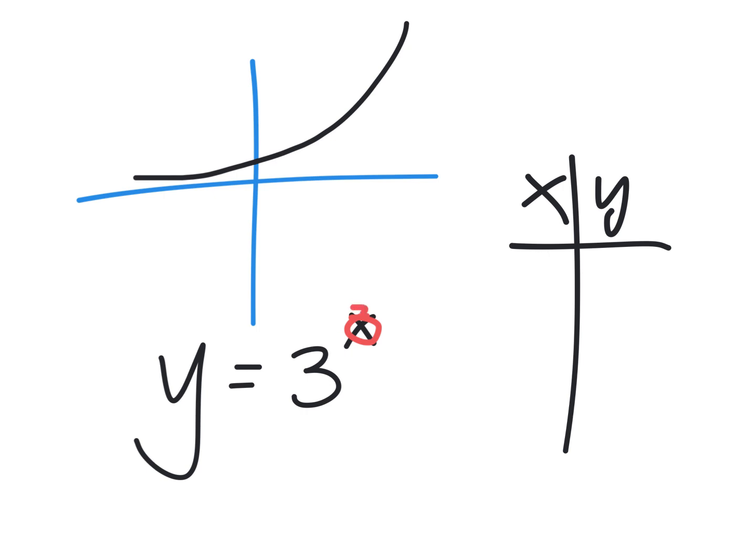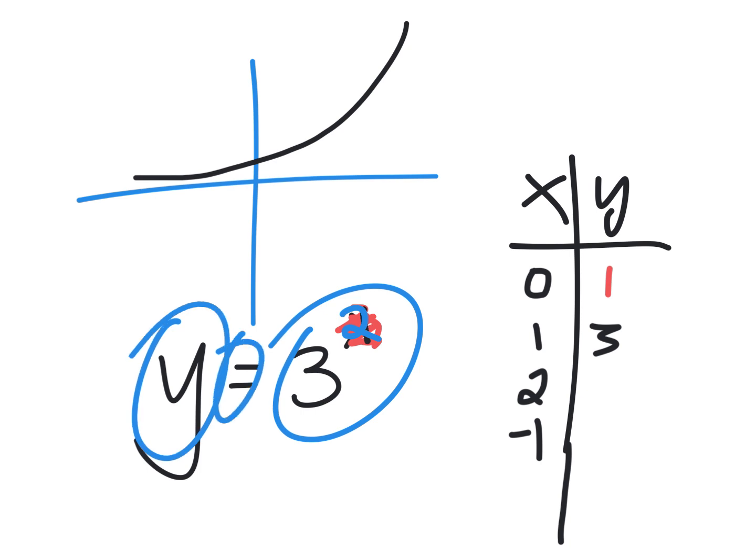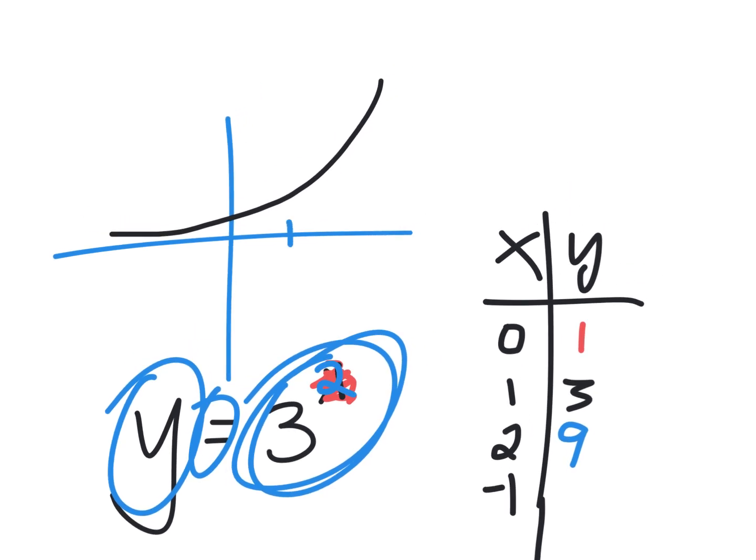Now let's put in 1. 3 to the first. Well, everybody can do that. That's 3. Then put in 2. 3 to the second. Look, y equals 3 to the second is 9. So now I've got 2 comma 9. See, that's growing really fast. I put in 2, I get 9. I put in 2 and all of a sudden it's way up there and it's growing really fast.